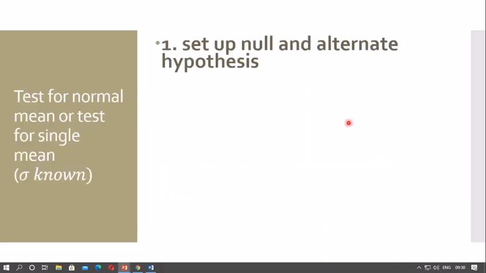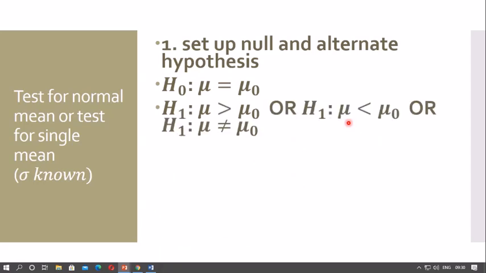Now, as we know that there are five main steps for a testing of hypothesis, our first step is to set up a null hypothesis and an alternative hypothesis. So now in this scenario, the null hypothesis is H naught: mu is equal to mu naught, and the alternative hypotheses are H1: mu greater than mu naught, H1: mu less than mu naught, or H1: mu not equal to mu naught. So this is the first step in the testing.